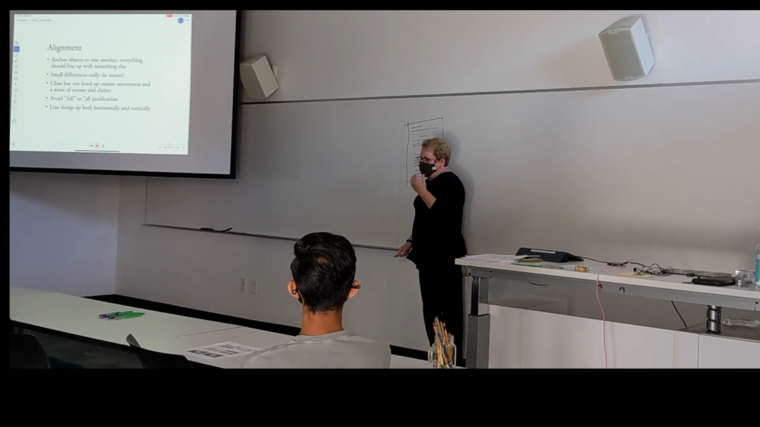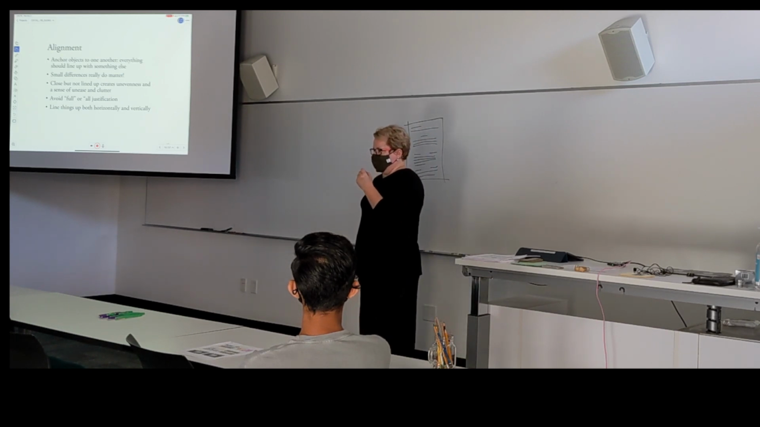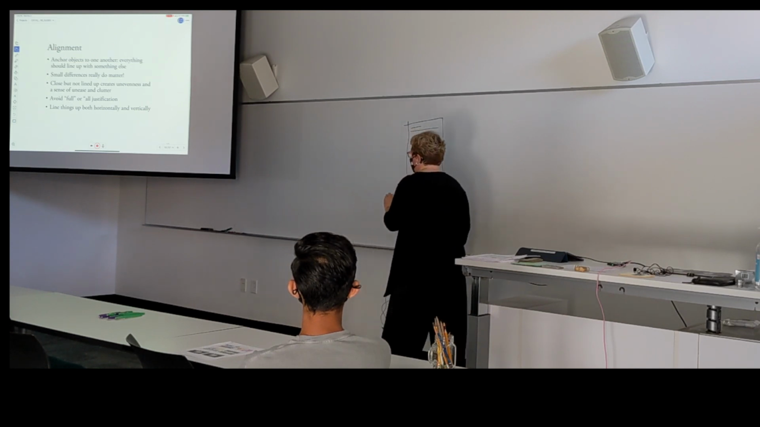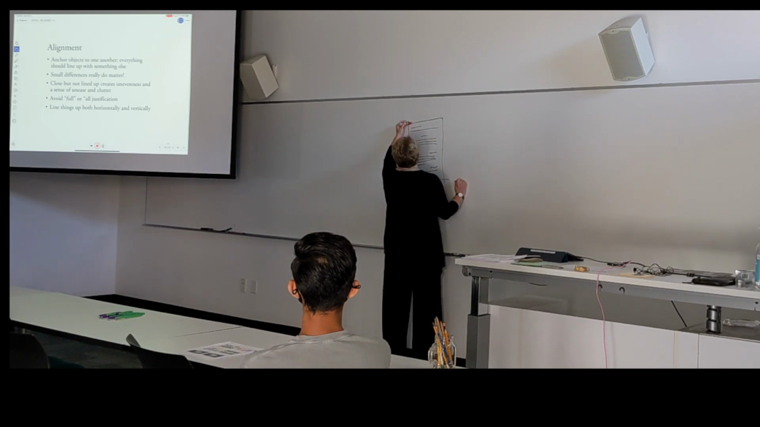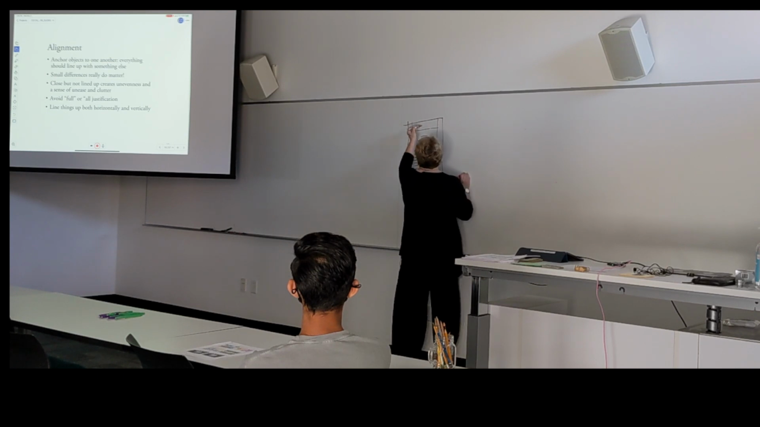So when we're talking about alignment, every single thing should be aligned with something else. There should be nothing that is floating in space. Everything should be aligned with something else. And so what you do as a designer is you set these parameters, and they should be both horizontal and vertical, and you say, okay, we're going to make sure that everything gets aligned, so everything is anchored to something else. Right?